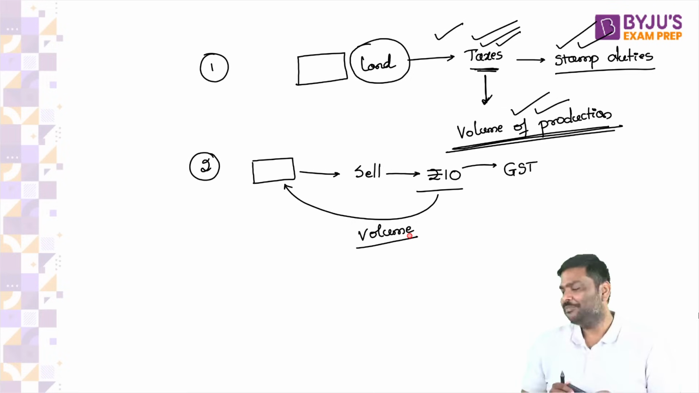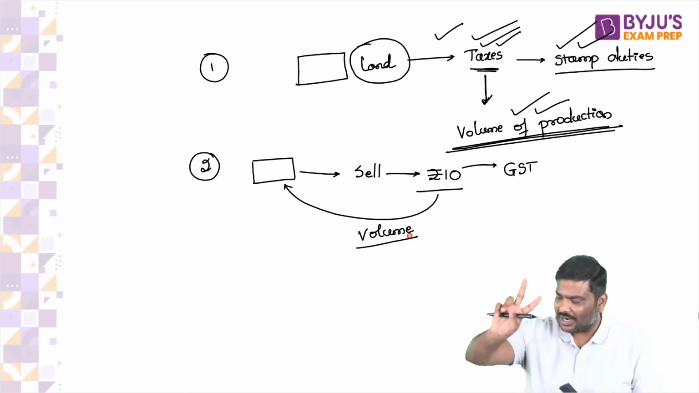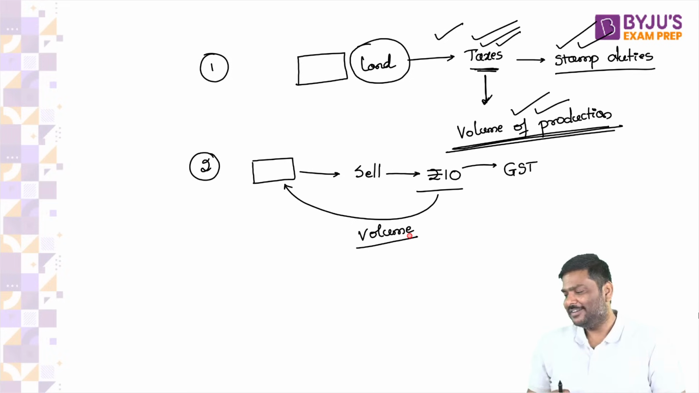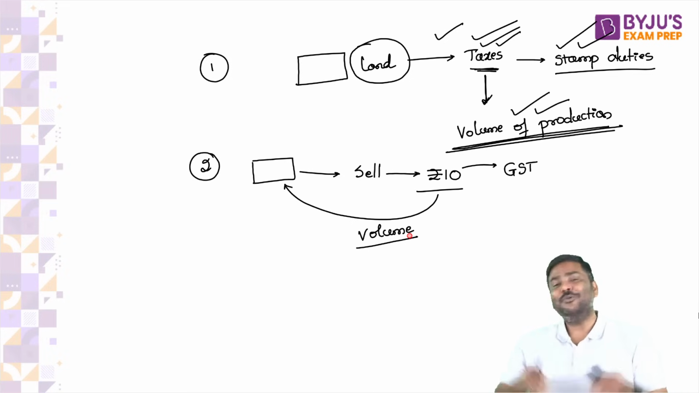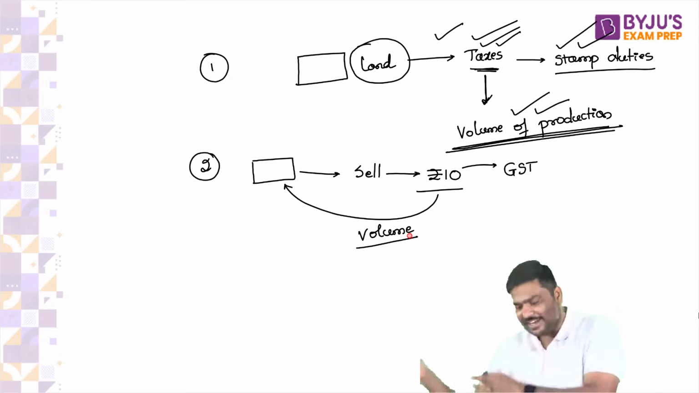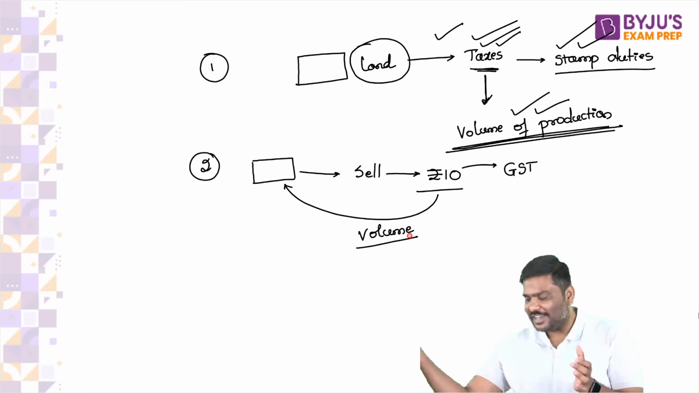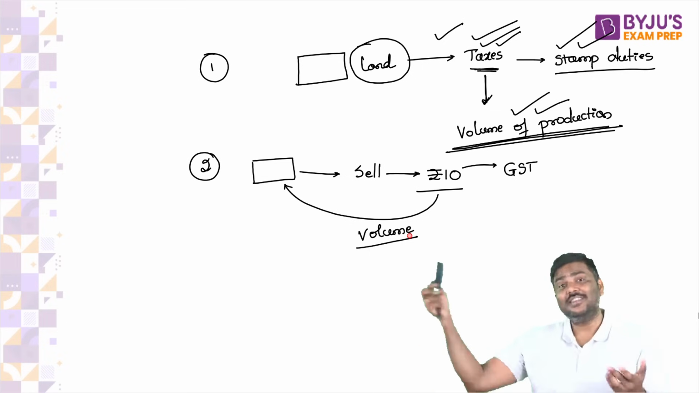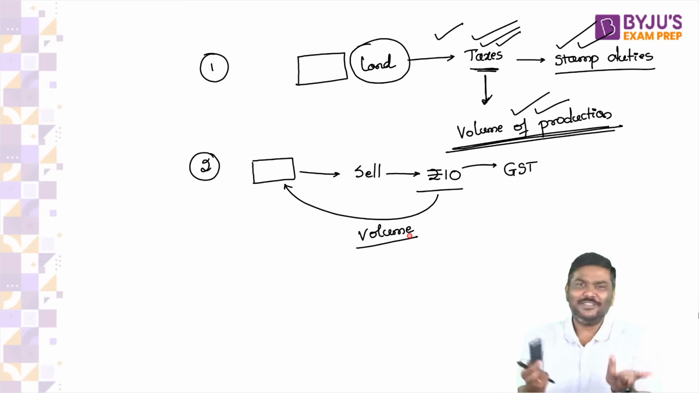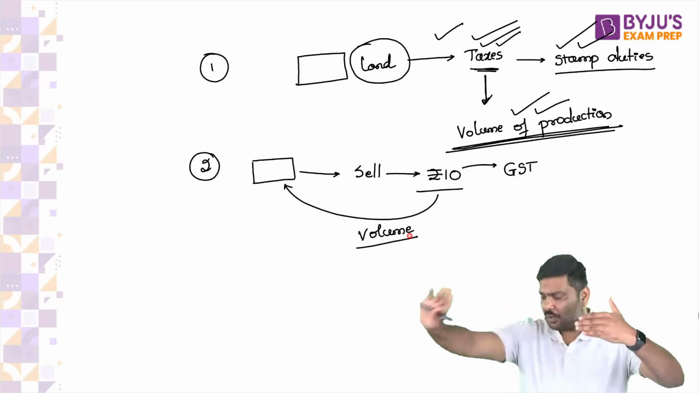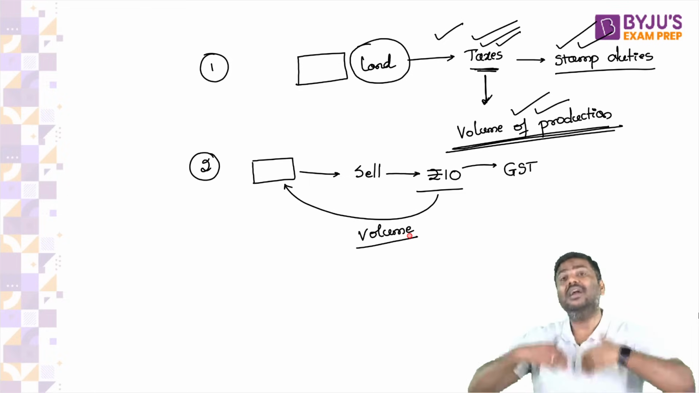10 rupee. You will produce two remote controls, sell it. How much tax you will collect? 20. Right? At least now, is it okay? You produce 10 remote controls, sell it in the market. How much tax you will collect? 100 rupee. So as the volume of production is changing, can I also say taxes amount is changing? That is basically the argument. So one example not connected to volume. Second example connected to volume.